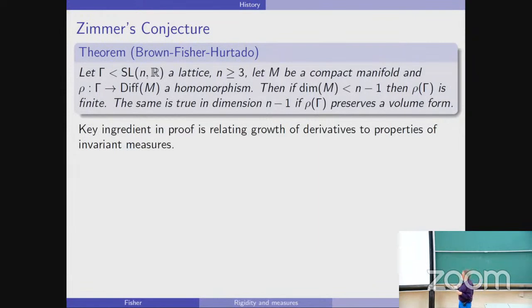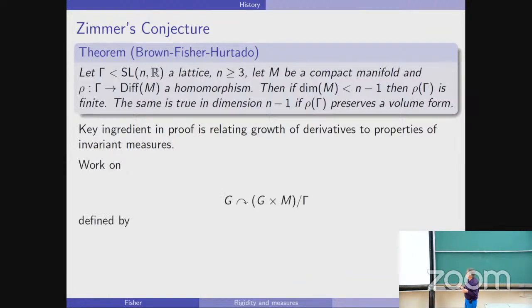What I will say about this for different G's is, the reason why I only do SL_n(R) is that if it's SL_n(R), I get n minus 1. If I put a different G, I then have to tell you how to compute the numbers that go in those places, and that takes too long for a 45-minute talk. Or, in fact, I'm not sure I've ever computed or even explained those numbers in a talk. So the key ingredient in the proof is relating growth of derivatives to properties of invariant measures.